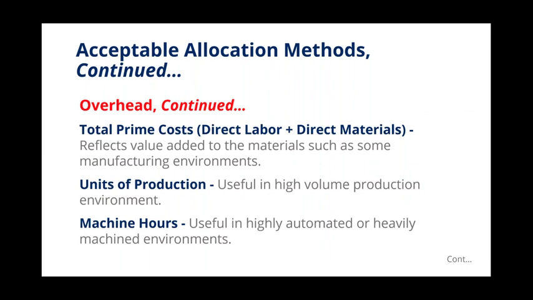You could do total prime costs. And as a reminder, hopefully most of you know that prime costs are direct labor plus direct materials. This reflects a value-added aspect of the materials. In particular, we have a client where this really makes sense for them. The nature of what they do is assembly work. So even though they're a government contractor, they're buying a fair amount of commercial products. They configure and assemble them in such a way that meets a very specific need.